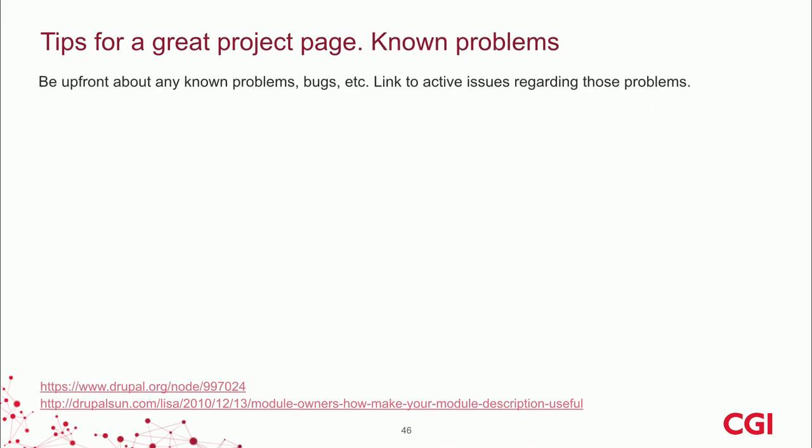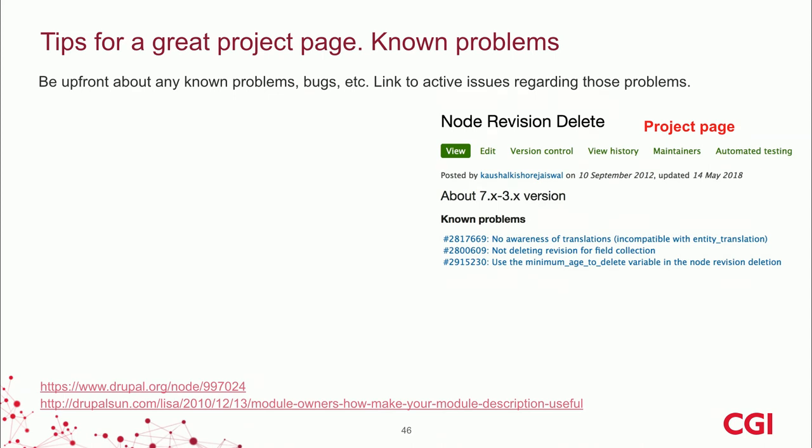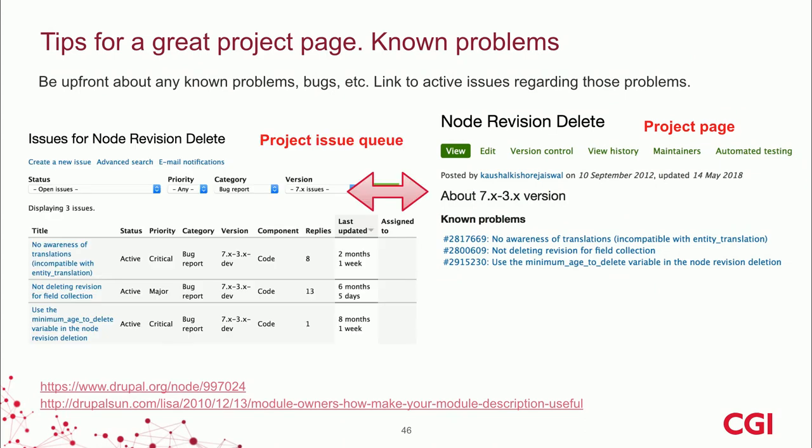Known problems. For this section, this is one example for the Node Revision Delete project. You go to the project issue queue, and you filter for the category bug report that are open, and you will see what problems people know about your project that are not solved. And you put this information in the project page.